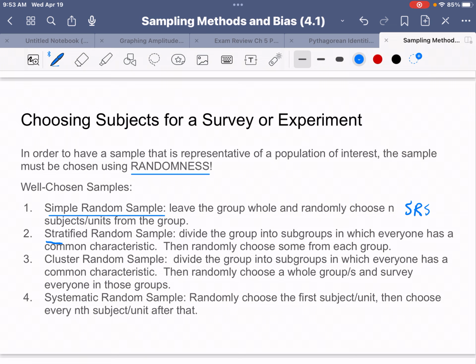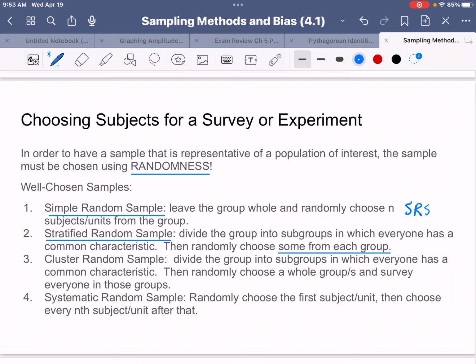Then we learned that sometimes you need to take a stratified random sample because a simple random sample is not good enough. A stratified random sample is dividing the group into subgroups called strata, in which everyone has a common characteristic. Then randomly choose some from each group. That's the key element of a stratified random sample.